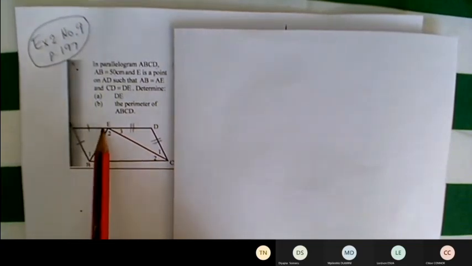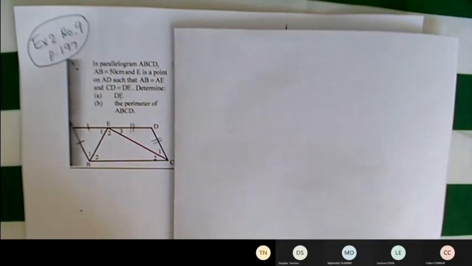Class, notice that these diagrams are not drawn to scale. Do you notice that E is not really in the center? Can you see it's off-centered? So don't look at the diagram and say, oh, E is not really in the middle, so therefore this one cannot be equal to that one. Don't get caught in a trap. If you look nicely, they told us that this shape is a parallelogram.